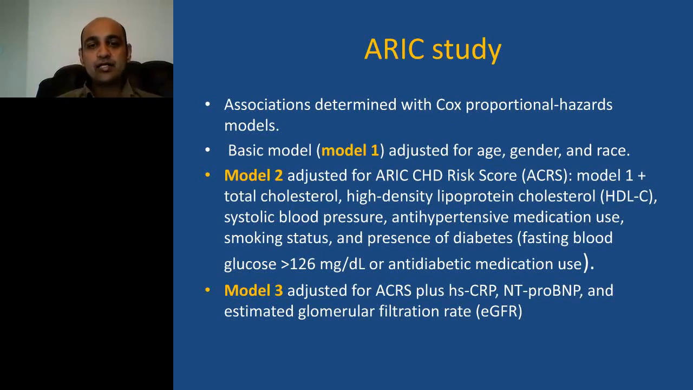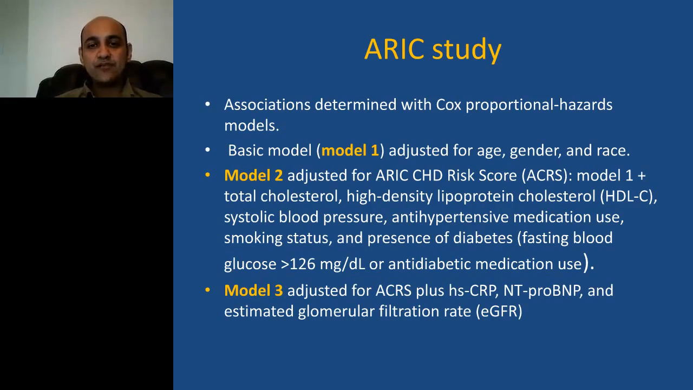And for this, we really adjusted for a lot of risk factors. One of the initial things was, if the troponin is elevated, it's probably kidney function. So we adjusted for everything. Age, gender, and race was the first model. For the second model, we adjusted for things that would constitute a cardiac risk score, similar to the Framingham risk score, but something derived in the ARIC study, which included cholesterol values, blood pressure, antihypertensive medication use, smoking status, and presence of diabetes. In addition, we further adjusted in the third model for hsCRP, NT-proBNP, and for glomerular filtration rate.